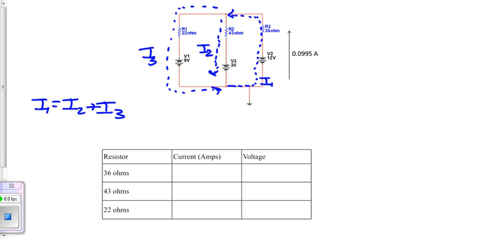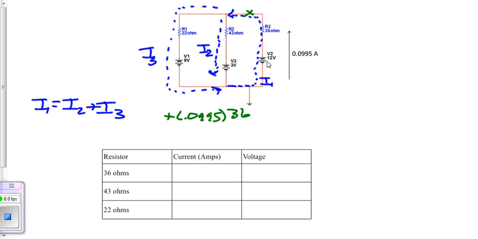So let's analyze the circuit then. I'm going to start here. I'll do a clockwise loop like I always do. Okay, we start analyzing the circuit. We encounter a 36 ohm resistor. I'm going to go across that resistor against the current. So it's going to be positive IR. So I've got positive, and that's 0.0995 multiplied by 36.